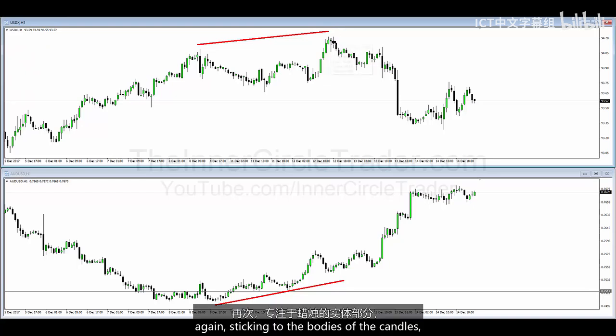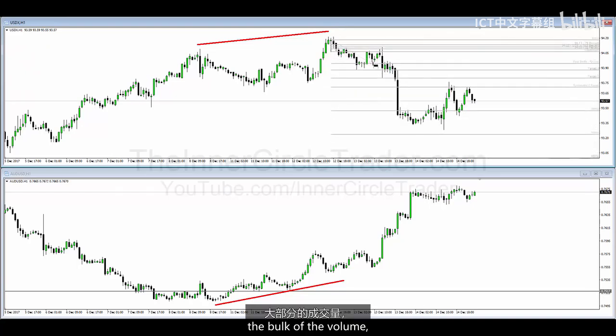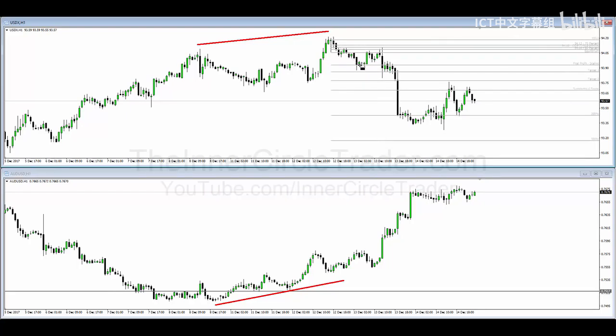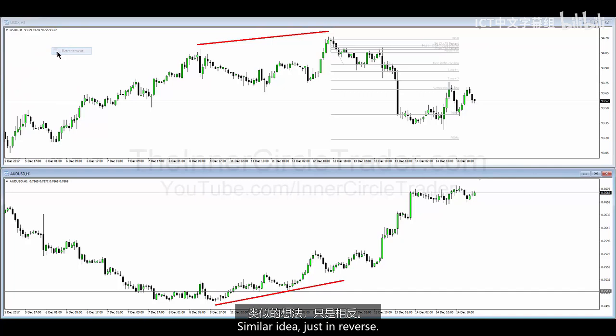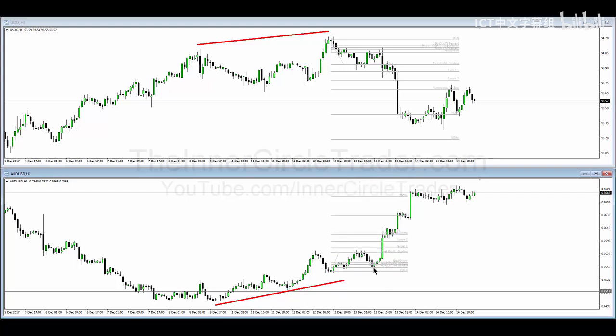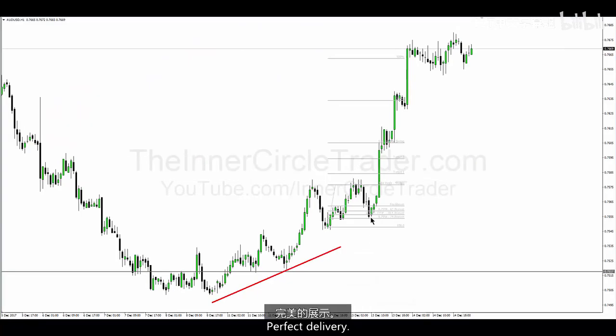Again, sticking to the bodies of the candles, the bulk of the volume. Right there's the lowest body. Boom, 70.5 level, and then down she goes. Here, similar idea, just in reverse. We have the lowest body here. Drag it up to the highest body. Perfect, 79%. And I'll zoom in on that, you guys can see it. Perfect delivery.